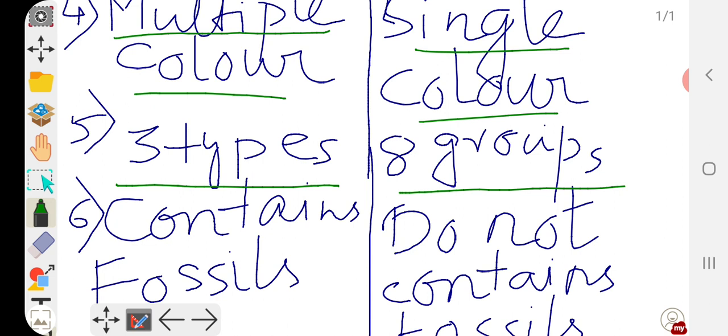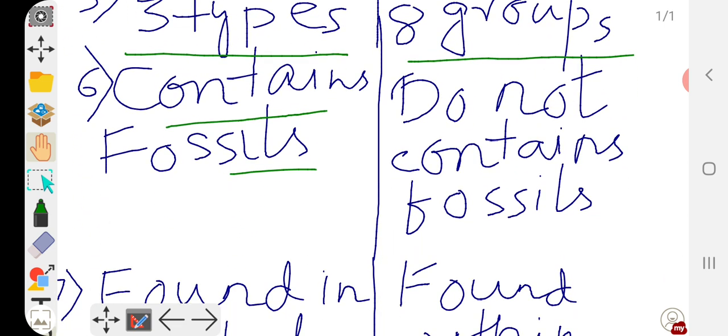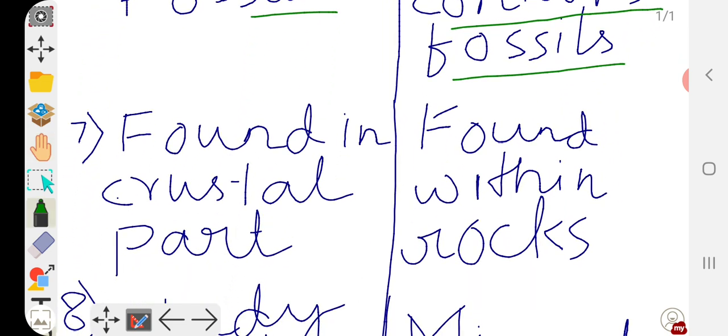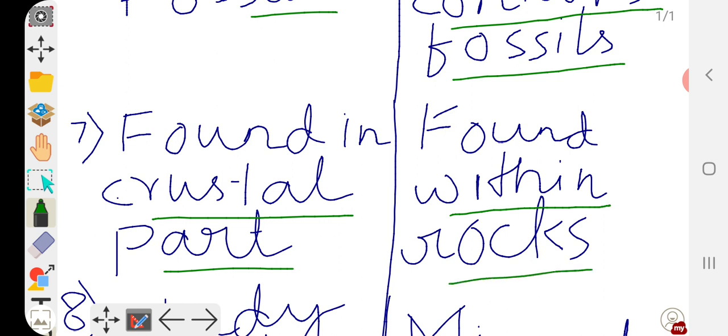Now next, rocks contain fossils. We all know rocks contain fossils, but minerals do not contain fossils. Okay. Though we get the minerals from the rocks, they do not contain fossils. Now the next point of difference. From where do we get the rocks? We get the rocks from the crustal part of the earth. And from where do we get the minerals? It is there within the rocks.